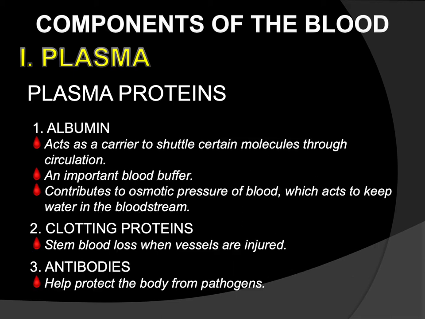The plasma proteins are the albumin, the clotting proteins, and the antibodies. Albumin acts as a carrier to shuttle certain molecules through circulation. It's a very important blood buffer, and it contributes to the osmotic pressure of blood, which acts to keep water in the bloodstream. Because it's very important to consider that, again, the plasma contains more than 100 substances. The clotting proteins function to stem blood loss, especially when the vessels are injured. And lastly, the antibodies help protect the body from pathogens. They are important as immune proteins of the body.